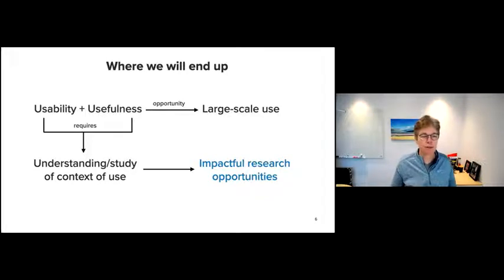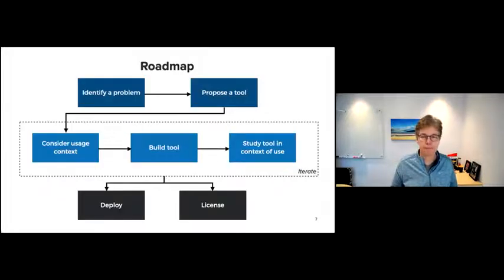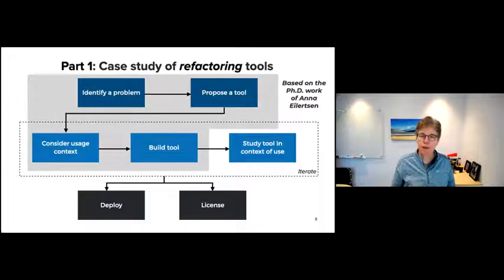And I'm going to show you a couple of ways that we might do that. So here's a roadmap for the talk. I want to walk through this potential way of doing this using two particular pieces of work as an example. First of all, I want to talk about the first part of this pipeline: identifying a problem, proposing a tool, considering usage context, and building it.